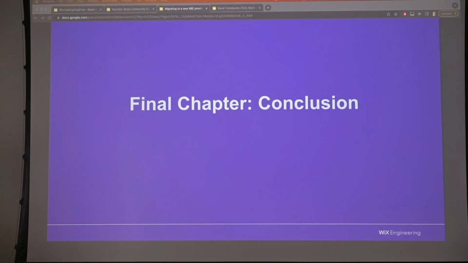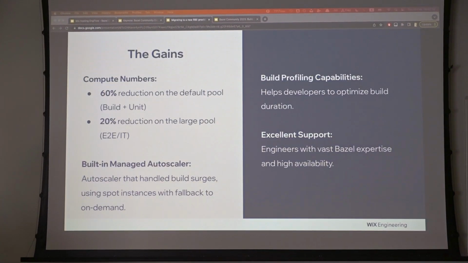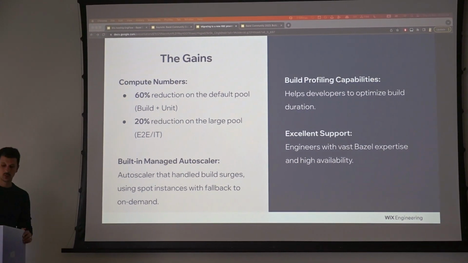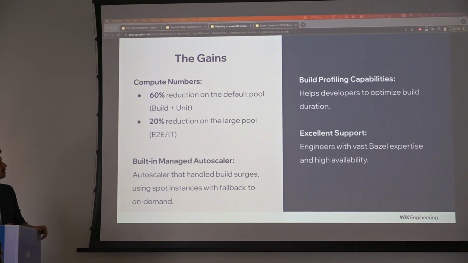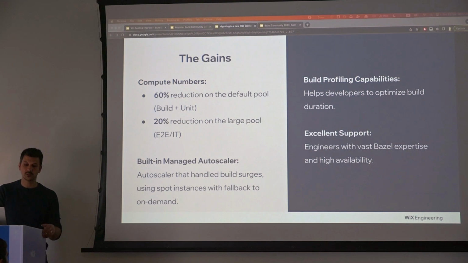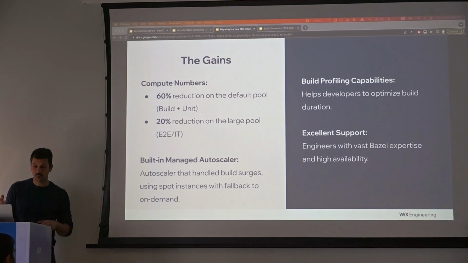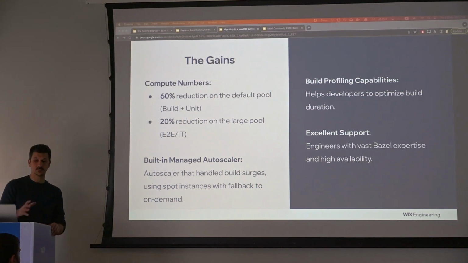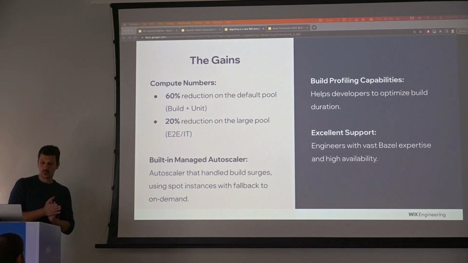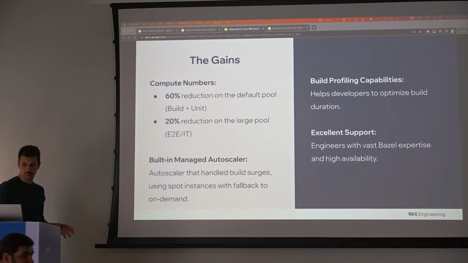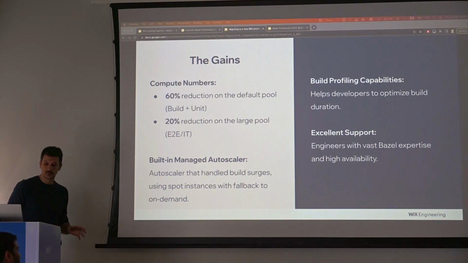Final chapter. We arrive at the conclusions. So what are the gains of migrating to EngFlow? We reduced by 60% the amount of resources on the default pool, which is the build and unit tests. We reduced by 20% the instances on the large pool. EngFlow has an amazing autoscaler. It does its job, and it does its job in an excellent manner.